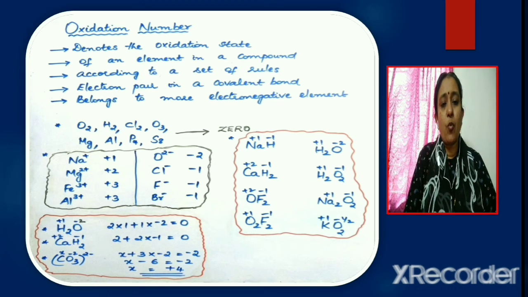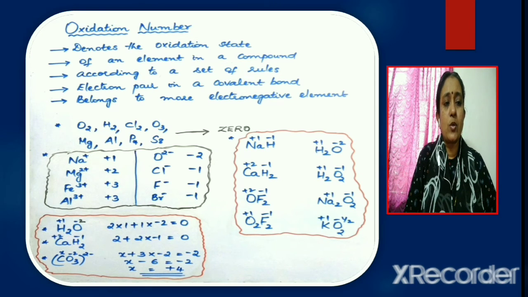Now consider water, H2O. Being a compound, the sum of the positive and the negative oxidation states will be equal to 0. So 2 into +1 plus 1 into -2 will be equal to 0. Now consider calcium hydride. What will be the sum of the oxidation numbers equal to? It will again be equal to 0.